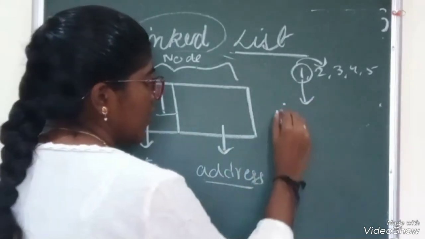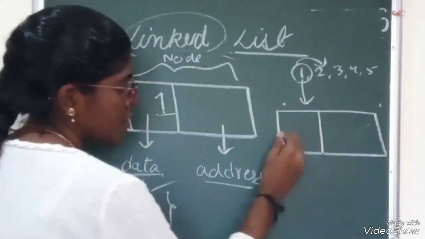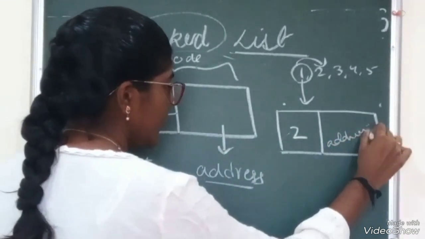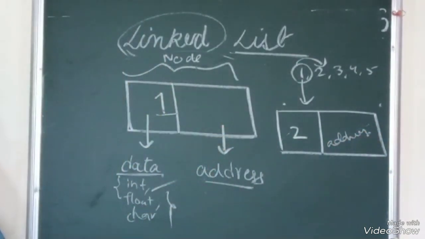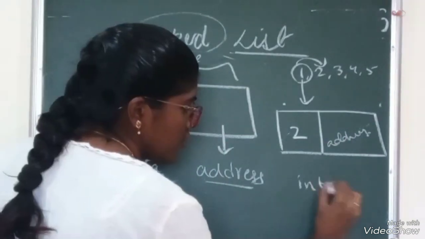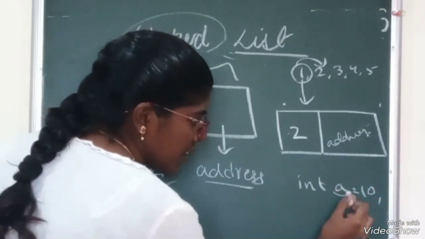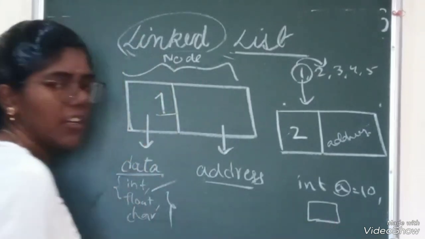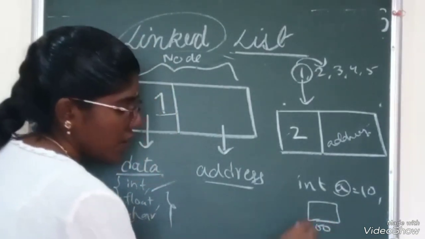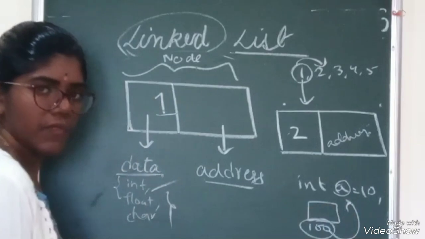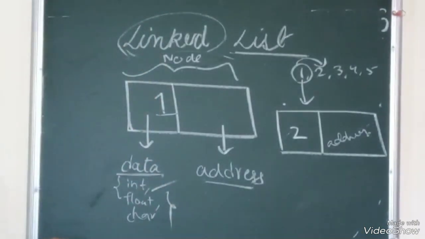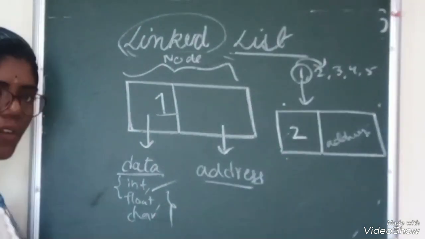So for 2, I can create one more node. Again I can store the data to be 2, and again there is an address block. For anything in the computer memory, we have some address of it. If I am declaring a = 10, the address is created in memory with some allocation, something like 100. There is memory allocation for this a according to the data type. Clear? Like this, we also have some address for these nodes as well.